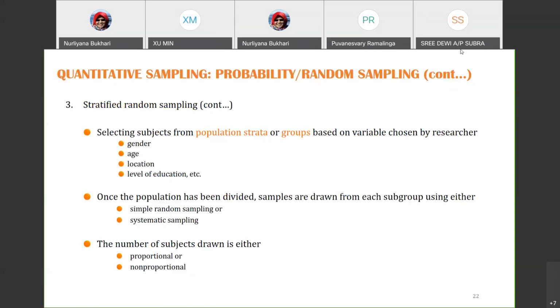Once the population has been divided, samples are drawn from each subgroup using either simple or systematic sampling. So it's just two layers of sampling. You separate them in groups based on their identity, their interest, their level of education, and then either you choose anybody or you do the systematic sampling. And if you decide on how many you want for everybody to make sure it's equal representation, then you'll be using proportional. If you just say, okay, everybody's the same, then it's non-proportional. Check it out.